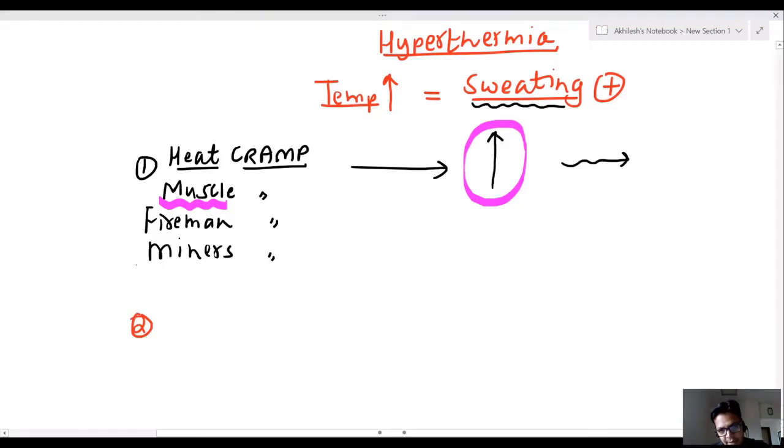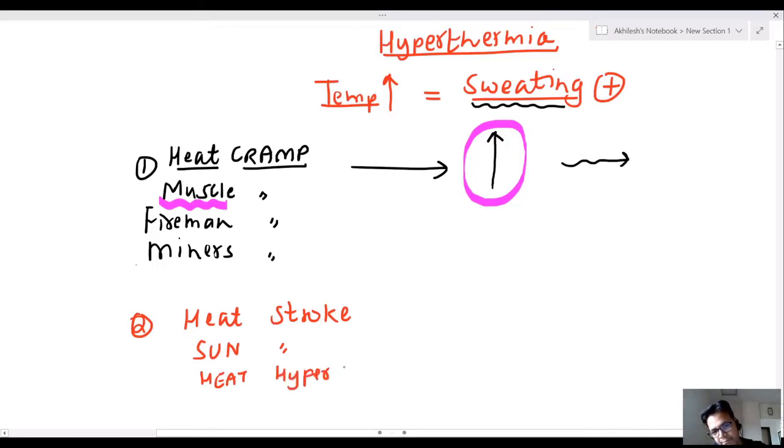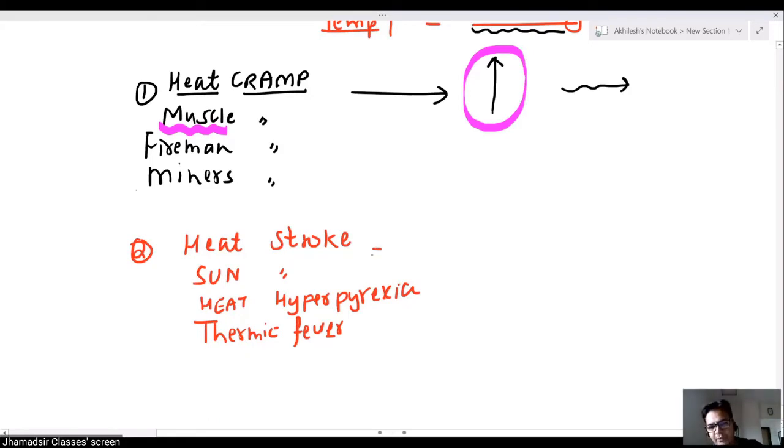Second, sir, heat stroke, which is also known as sunstroke, heat hyperpyrexia, and thermic fever. Sir, this is seen when you are working in sunlight, with humidity, increased temperature, and infection.